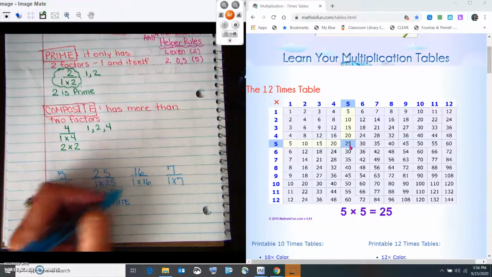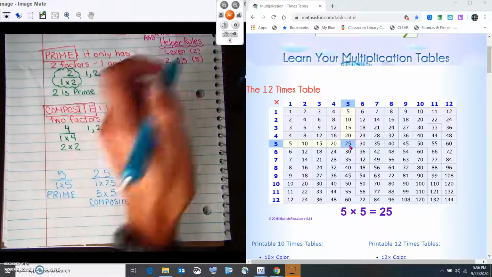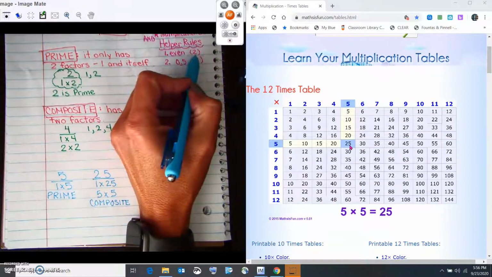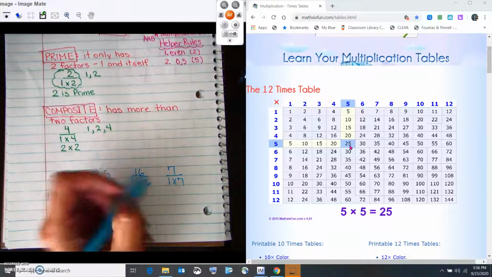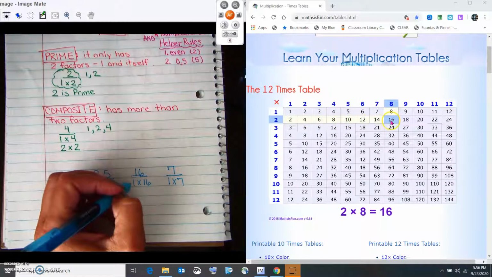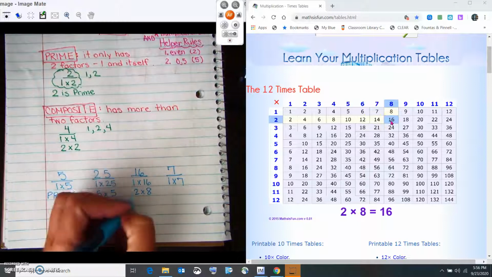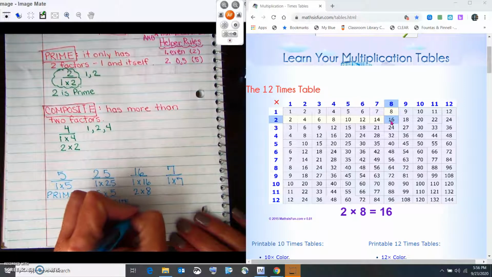So now let's try 16. 16 is even. So we said if it's even, we can divide it by 2. So let's go to 2. Do we see 16? Sure enough, it's 2 times 8. So that means that this is also composite.